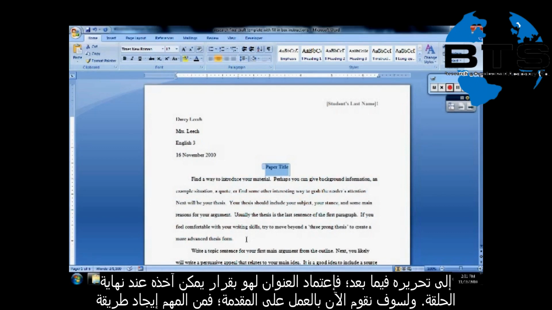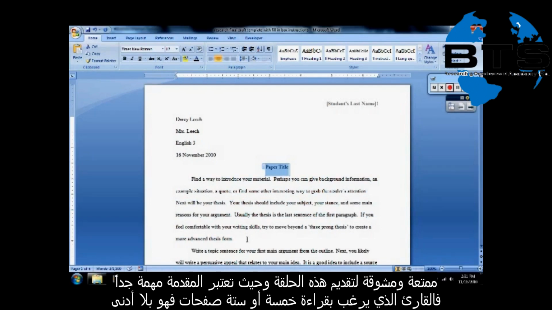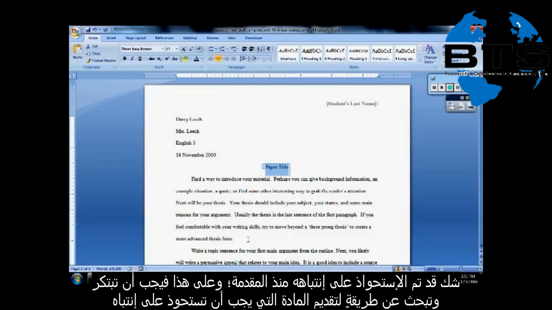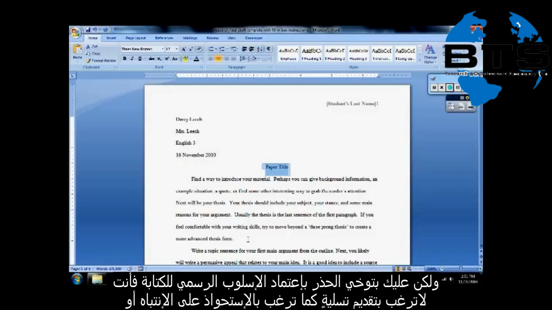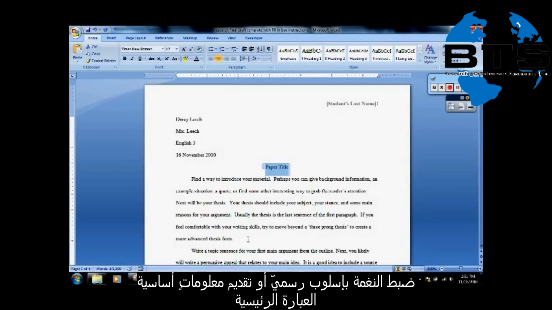Now in our introduction, it's really important we find a way to interestingly introduce our material. If a reader's going to go through 5 pages of text, they probably want to be grabbed by the information at the beginning. So we need to find a way to introduce the material that's going to have an attention getter. Maybe we'll give background information, maybe an example situation, maybe a quote from a famous person, maybe there is an appropriate joke, but be aware, with formal writing, you don't want to aim for entertainment so much as grabbing interest or setting the tone in a more formal way or giving background information.